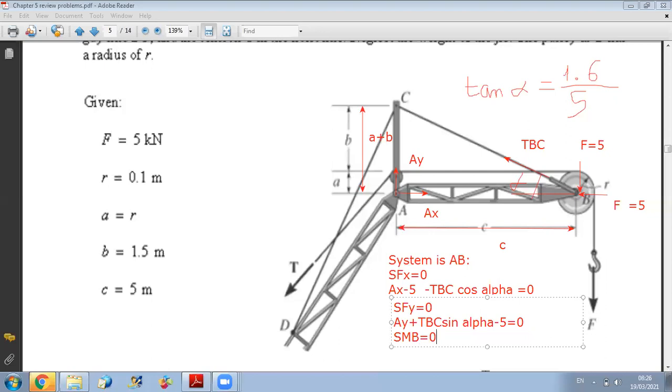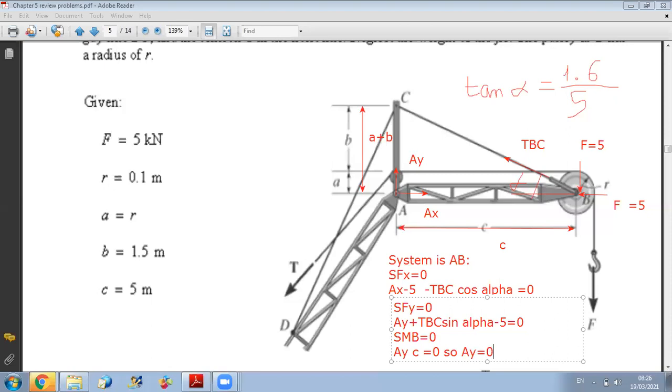So if I write sum of moment about B equals 0, what will be my equation? First, TBC and Bx, By pass through B, so no moment. The only force having moment about B is AY. So what can I do? Multiplied by C. So AY times C equals 0. So AY is 0, because it's the only force having a moment about B.